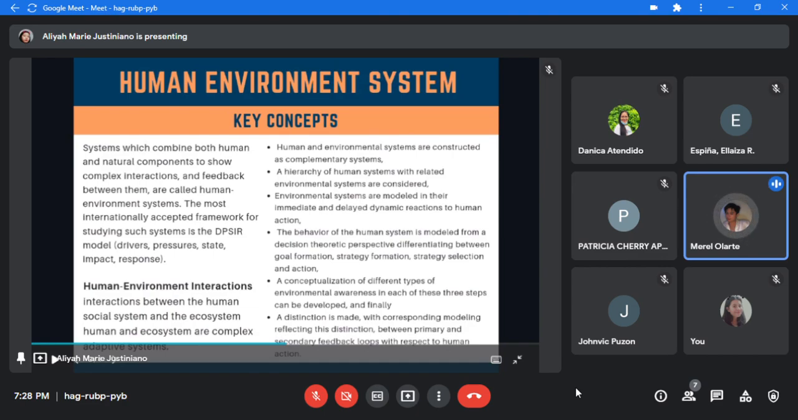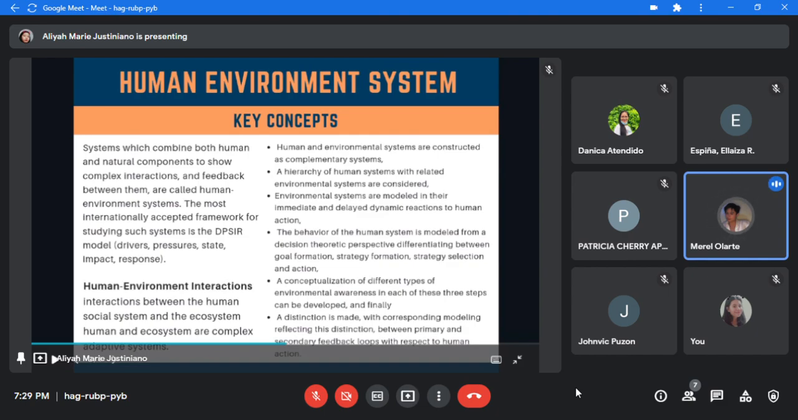Interactions between the human social system and the ecosystem: human and ecosystem are complex adaptive systems. Human and environment systems are constructed as complementary systems. A hierarchy of human systems with related environment systems are considered. Environmental systems are modeled in their immediate and delayed dynamic reaction to human action.